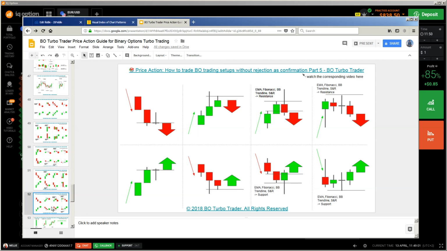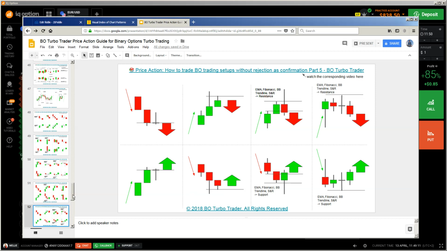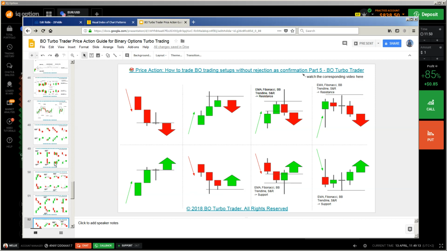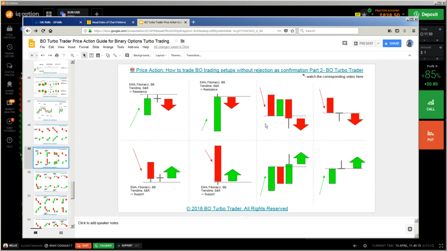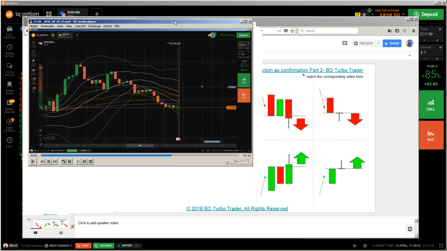Let me see if I can show you another one. Yes, this is also one which will happen often, this one here with the doji also. Those are really some few which happen really often, and this time again we have this kind of scenario. It always looks a little bit different, but the concept is the same. And that is what I'm trying to show you.